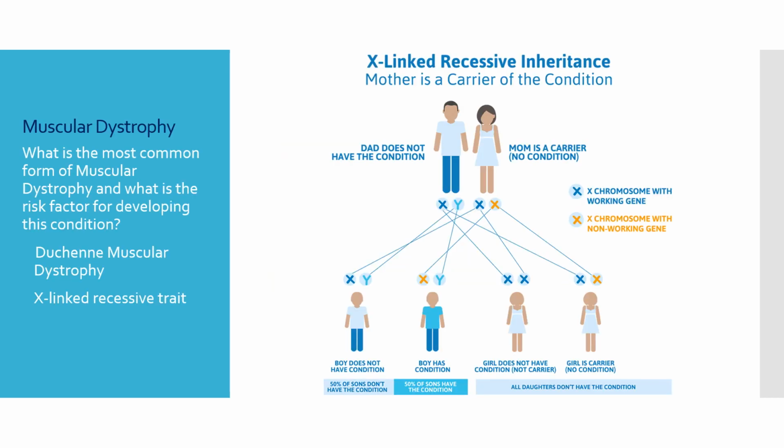So next we're going to be talking about muscular dystrophy, the most common form of muscular dystrophy, and what the risk factor is for developing this condition. Our most common form is Duchenne's muscular dystrophy, and it is an X-linked recessive trait. I've provided you a diagram here of X-linked recessive inheritance. Mother is a carrier of the condition. So you can see by looking at that chart how many children will end up with the actual disease and who will be carriers.